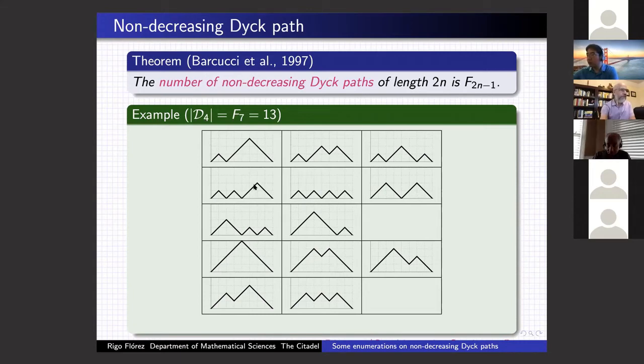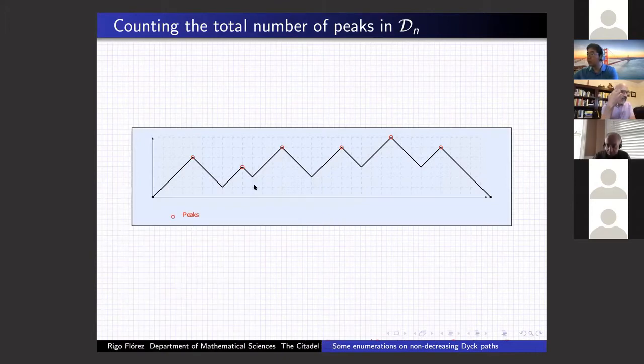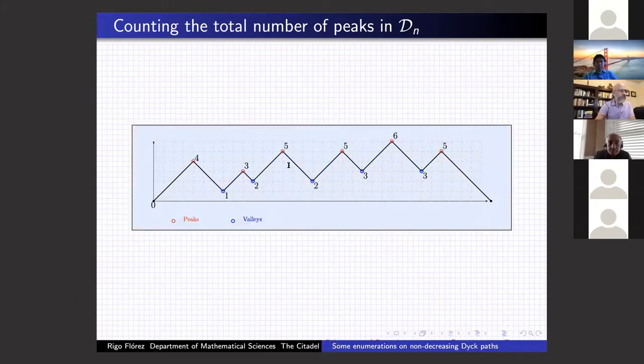Now, if we have the set of non-decreasing Dyck paths, what do we want to ask or work on? There are many aspects that we can ask. One is, for example, count the number of peaks, right? Or maybe we can count the number of valleys, or the height of peaks or height of valleys, or the area under the path, or the area of every pyramid. The area of every pyramid we call the weight of the pyramid.